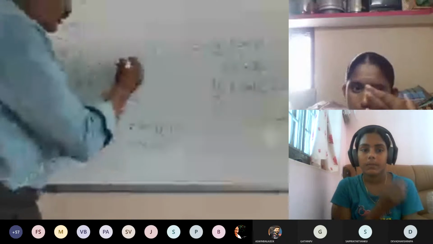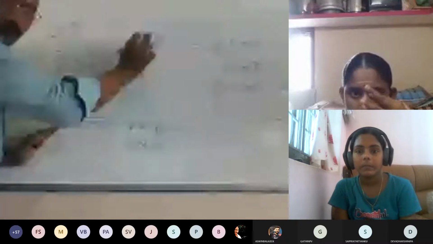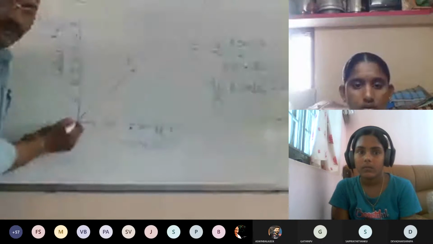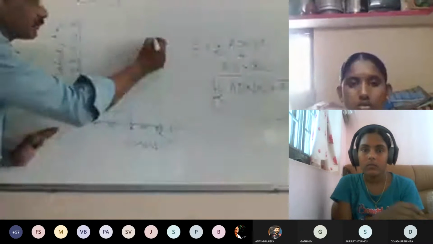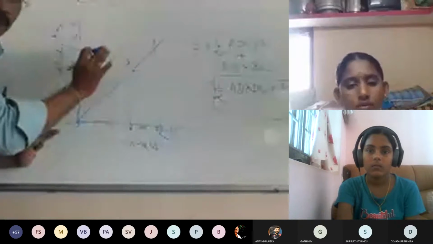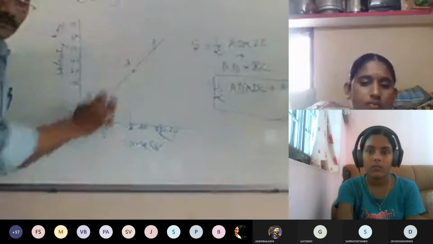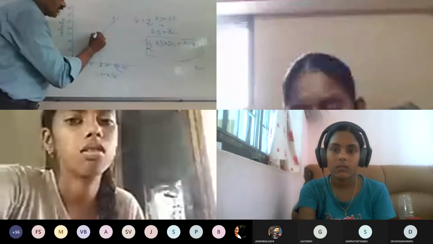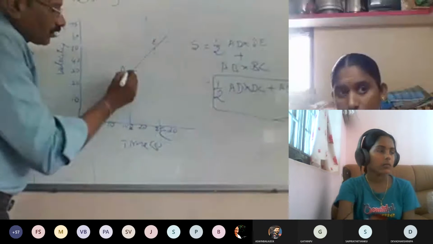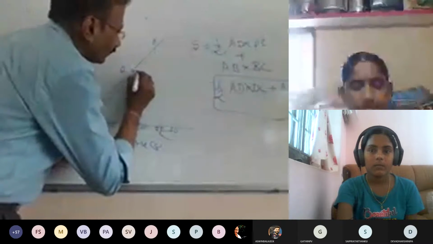See, this is a straight line. After plotting the graph and joining the points, I will get this line. I will call these points A and E. I can take these points anywhere, not only the same point. I can take A anywhere, and E anywhere. So first of all, draw a straight line parallel to the x-axis from A.